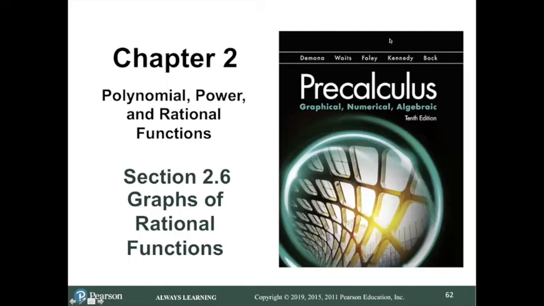Okay, welcome to the Chapter 2, Part 6 video. This is graphing rational functions. I mentioned this in class. Rational, we should always think of as fractions.